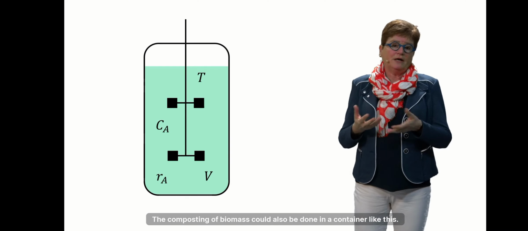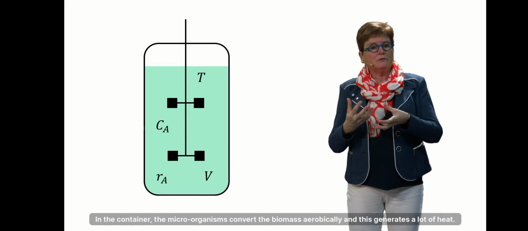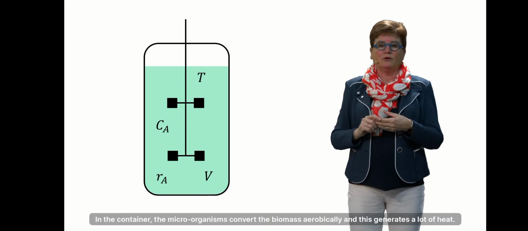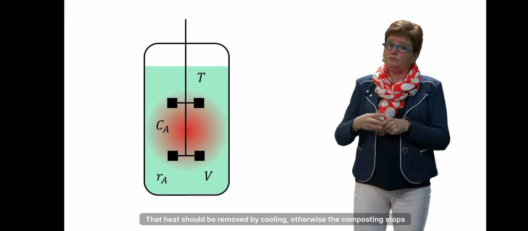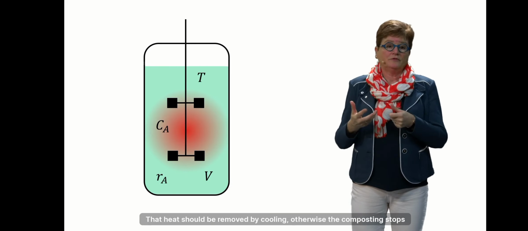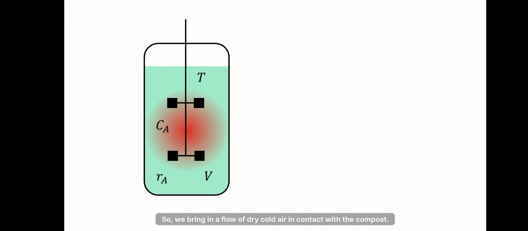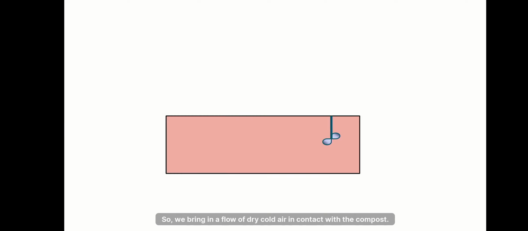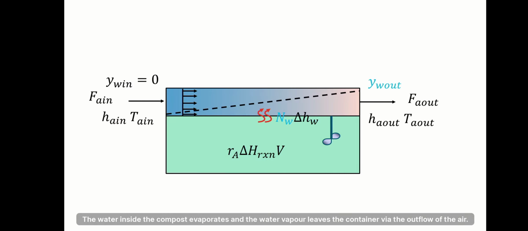The composting of biomass could also be done in a container like this. In the container, the microorganisms convert the biomass aerobically, and this generates a lot of heat. That heat should be removed by cooling, otherwise the composting stops because the microorganisms stop functioning. So we bring in a flow of dry, cold air in contact with the compost. The water inside the compost evaporates, and the water vapor leaves the container via the outflow of the air.